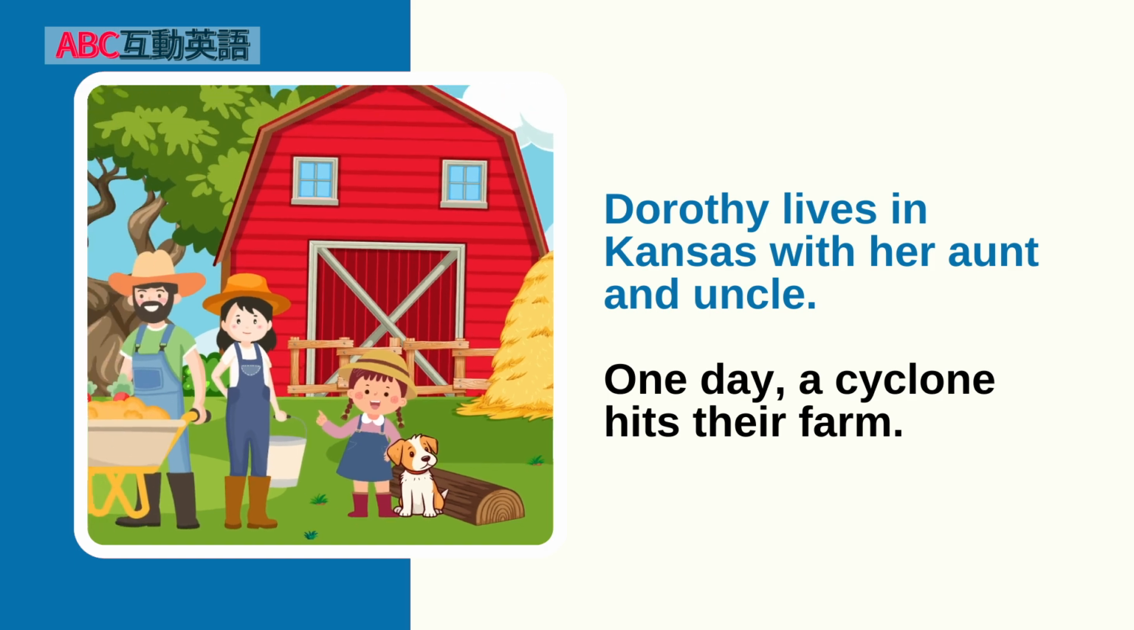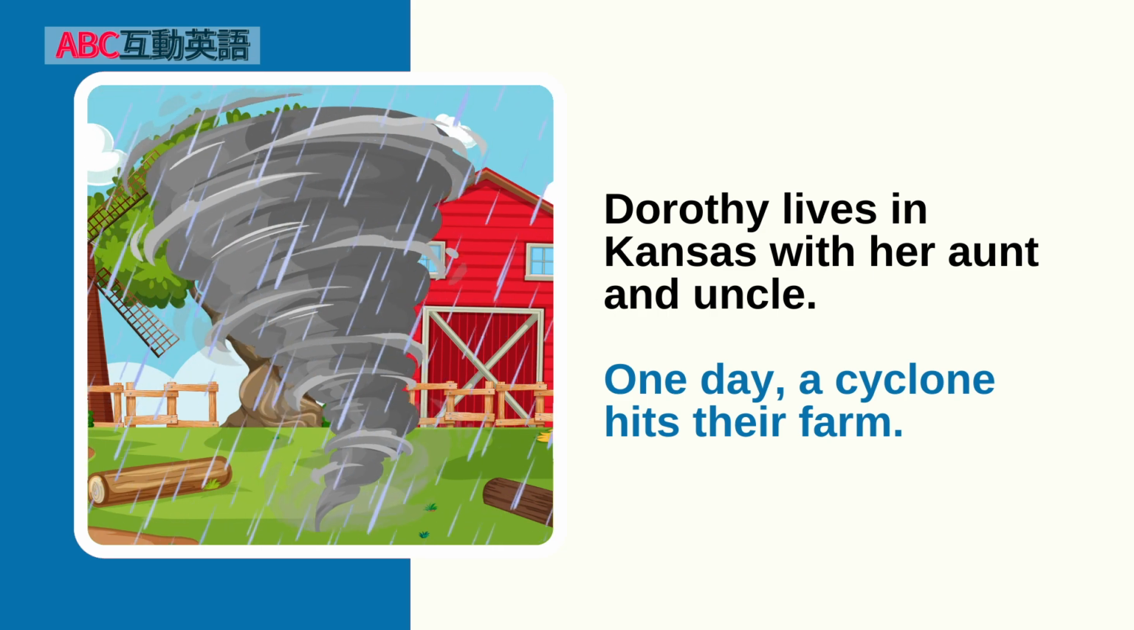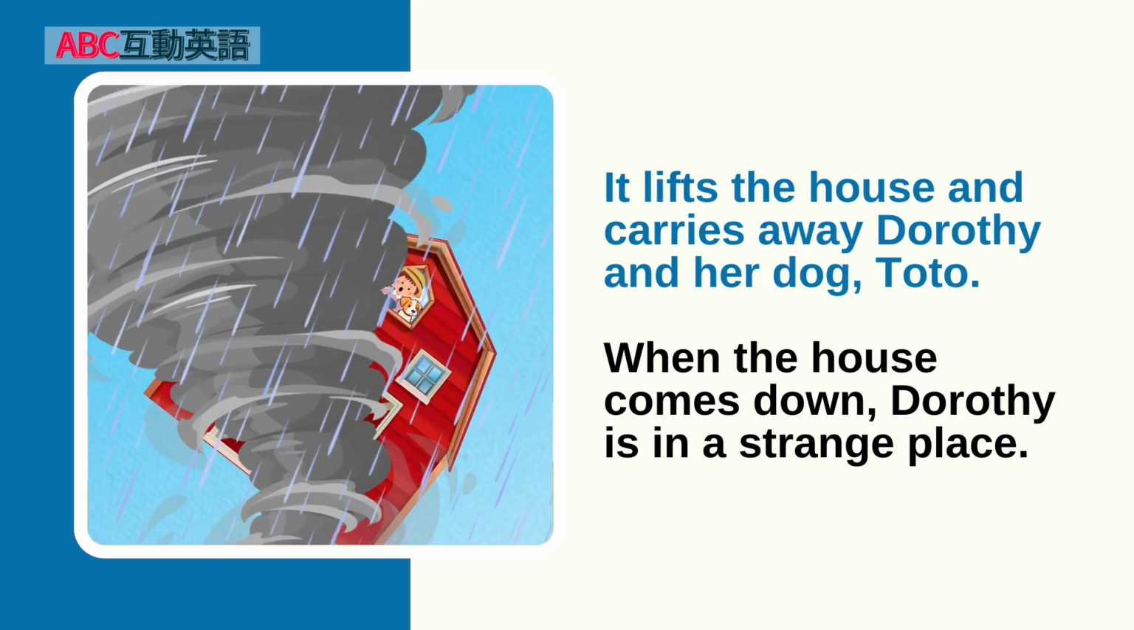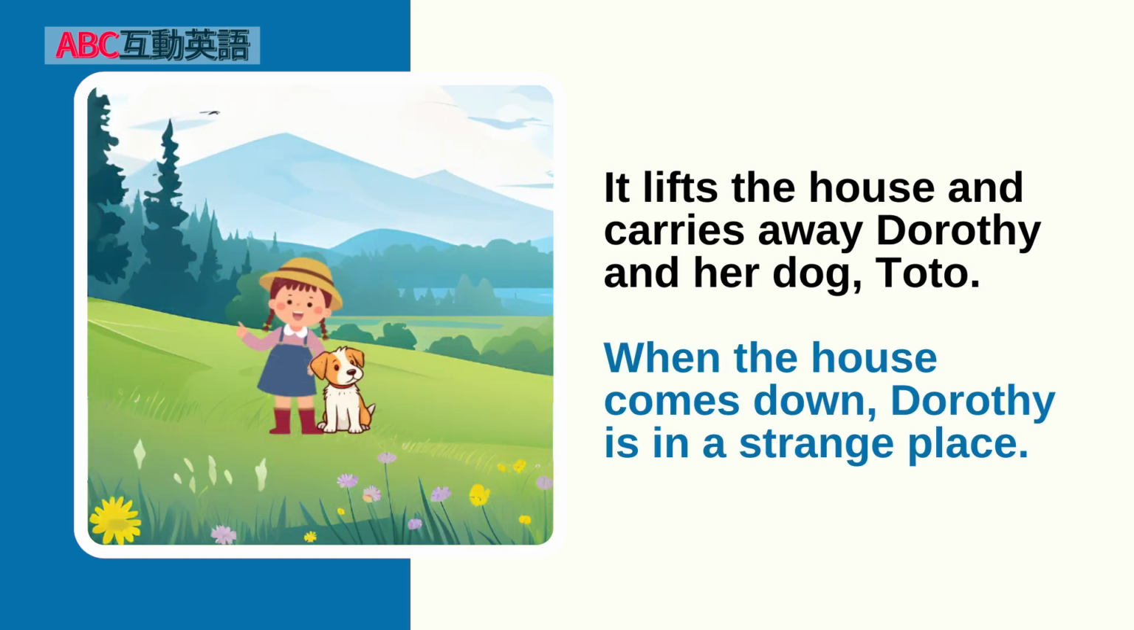Dorothy lives in Kansas with her aunt and uncle. One day, a cyclone hits their farm. It lifts the house and carries away Dorothy and her dog Toto. When the house comes down, Dorothy is in a strange place.